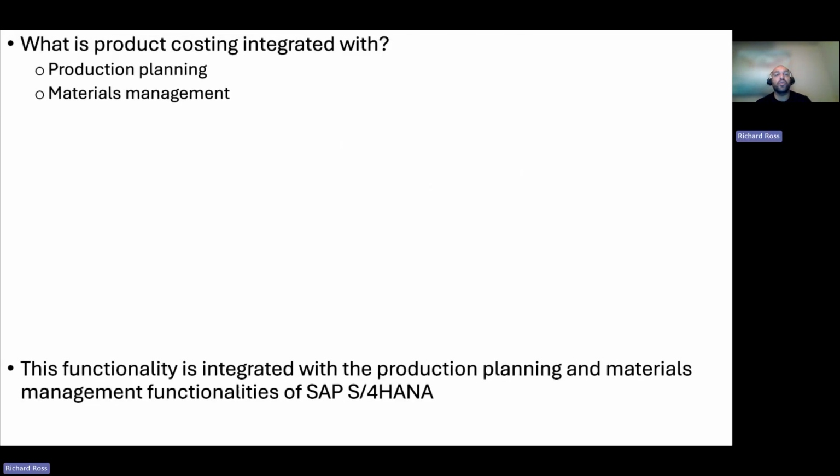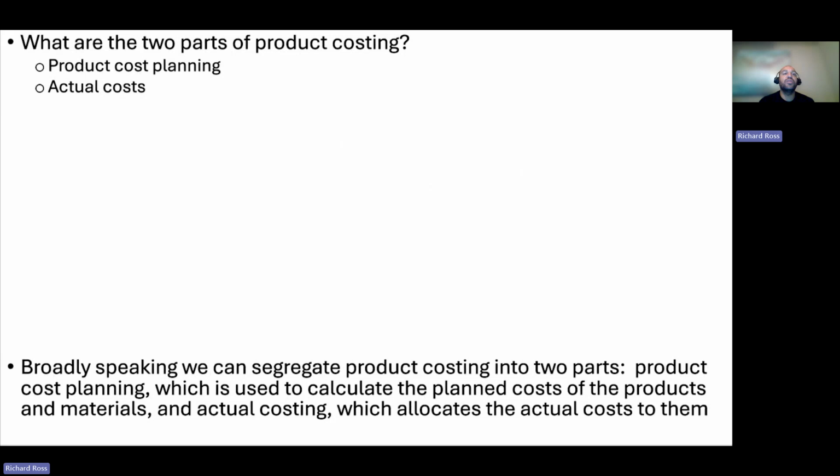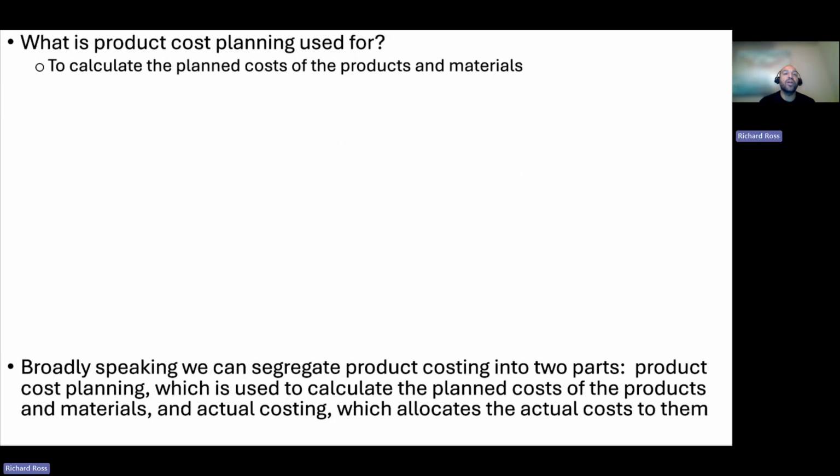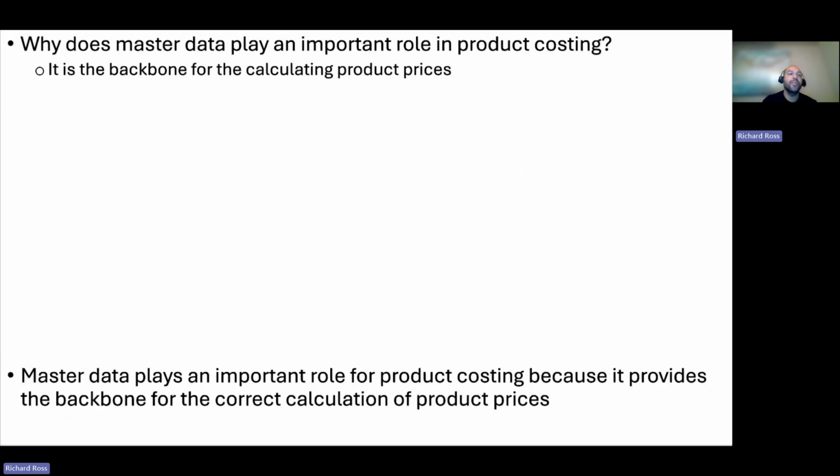What is product costing integrated with? Production planning and materials management. What are the two parts of product costing? Product cost planning and actual costs. What is product cost planning used for? To calculate the planned costs of the products and materials. What is actual costs used for? To allocate actual costs to products and materials.